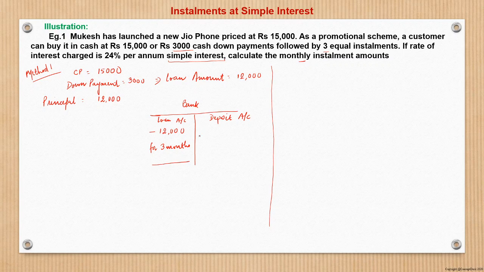So let us say this is t equal to 0, that is at the start of the period. Then at the end of the first period, there would be a payment of x amount. Then at the end of the second period, there would be a payment of x amount as installment, and at the end of the third period there would be a payment of x amount into the deposit account, right? This can be construed like this: a customer deposits x rupees in his deposit account as an installment.